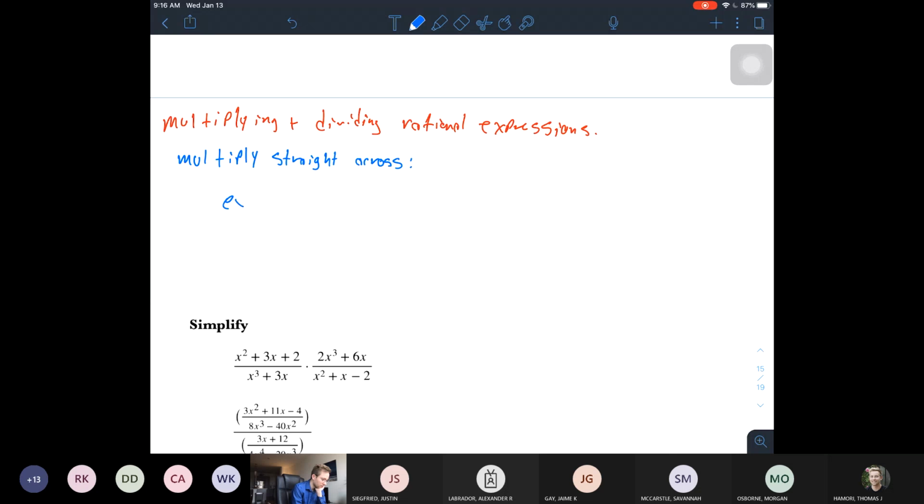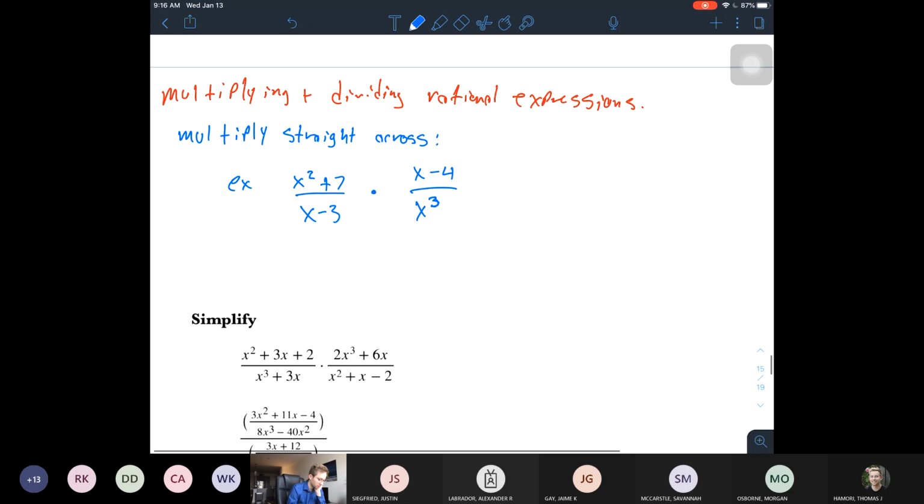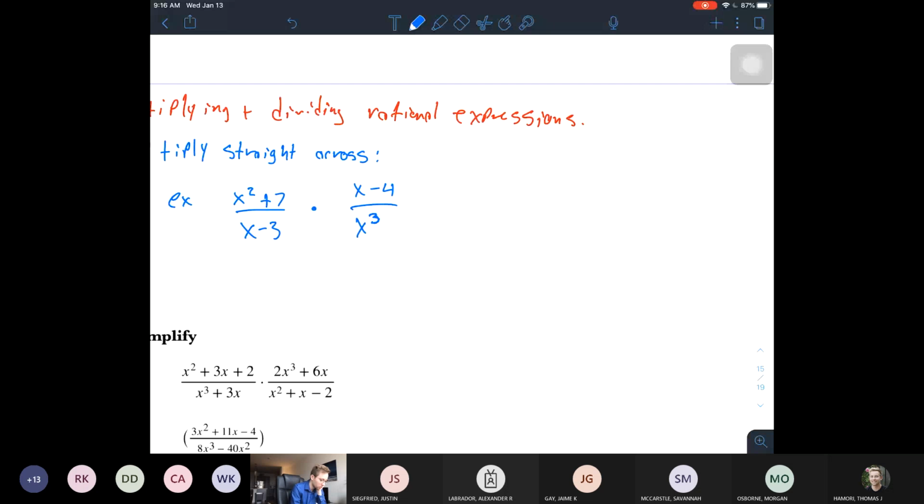So we might have something like, I don't know, x squared plus 7 divided by x minus 3 times x minus 4 divided by x cubed. The way we multiply rational expressions is the same way that we multiply fractions, right? We're going to multiply numerator by numerator and denominator by denominator, but we have to be careful when we multiply x squared plus 7 times x minus 4.